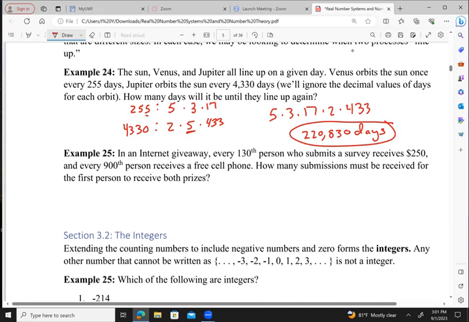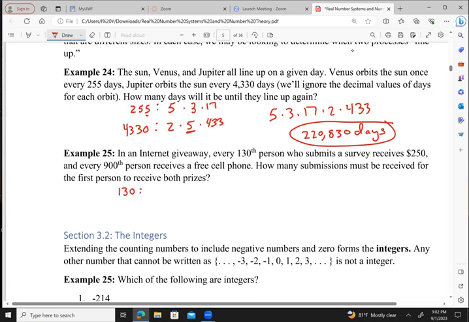Okay, so last one for this section. In an internet giveaway, every 130th person who submits a survey receives $250, and every 900th person receives a free cell phone. How many submissions must be received for the first person to receive both prizes? So again, do our prime factorization.